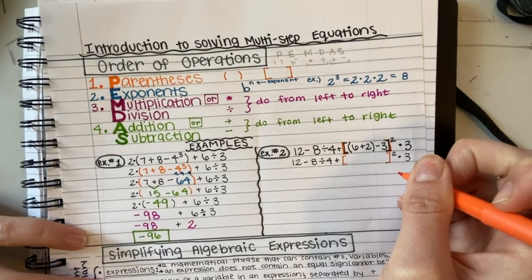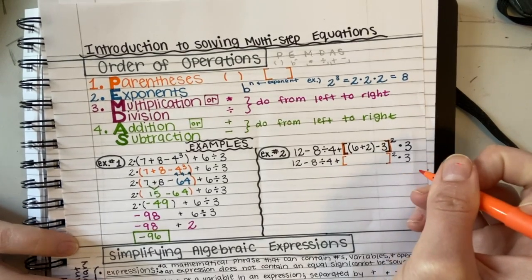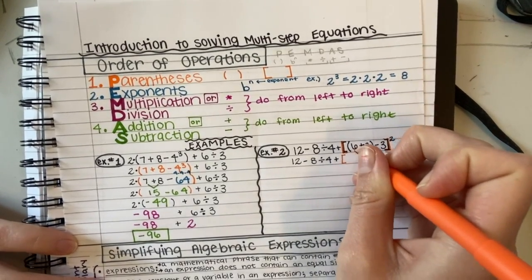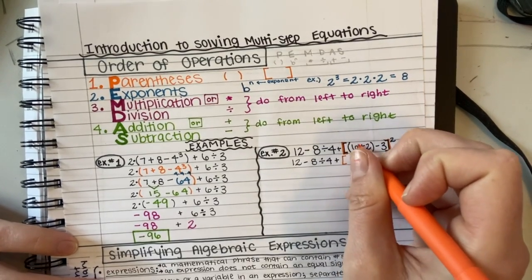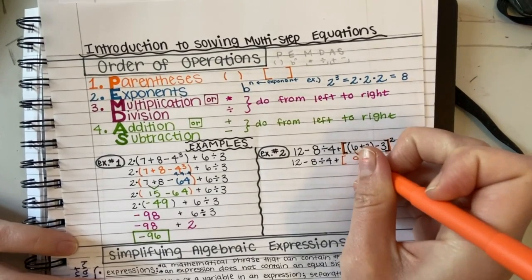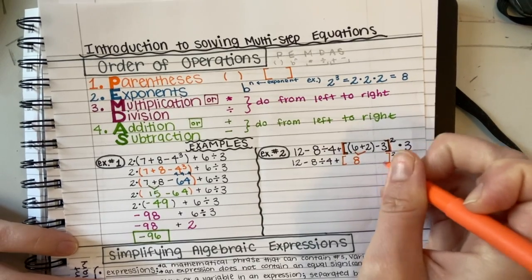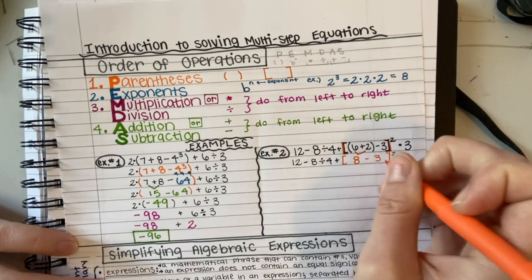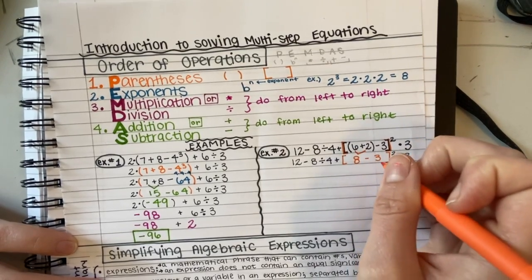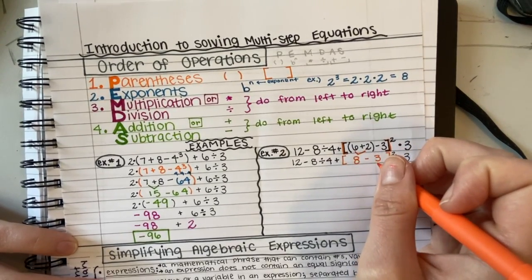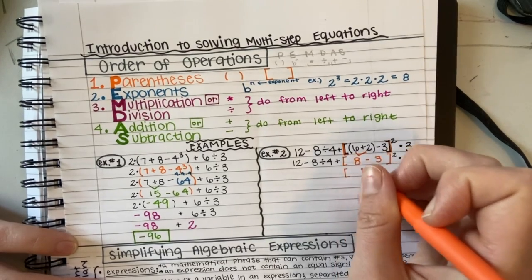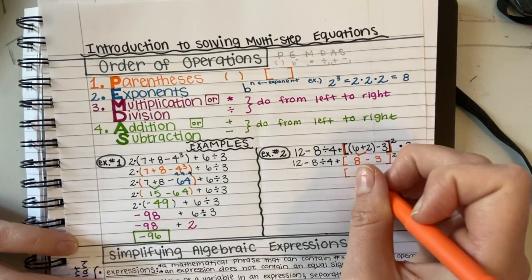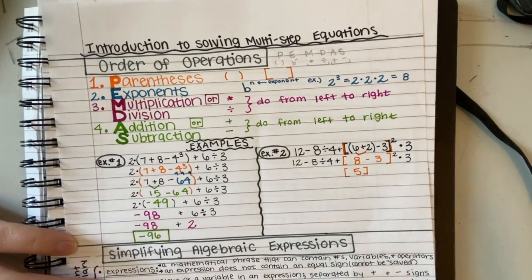So since we start the order of operations over, I'm going to do the parenthesis first. So I'm going to do 6 plus 2. 6 plus 2 gives me 8. And then we have minus 3. There's still more that can be done inside of this original bracket. I can do 8 minus 3 and I get 5.